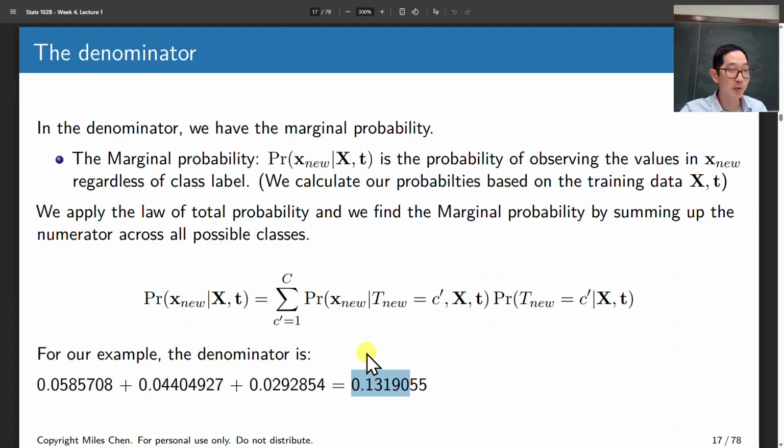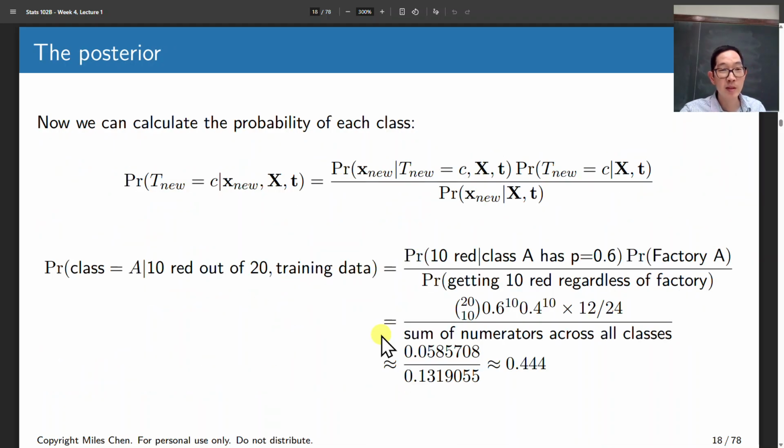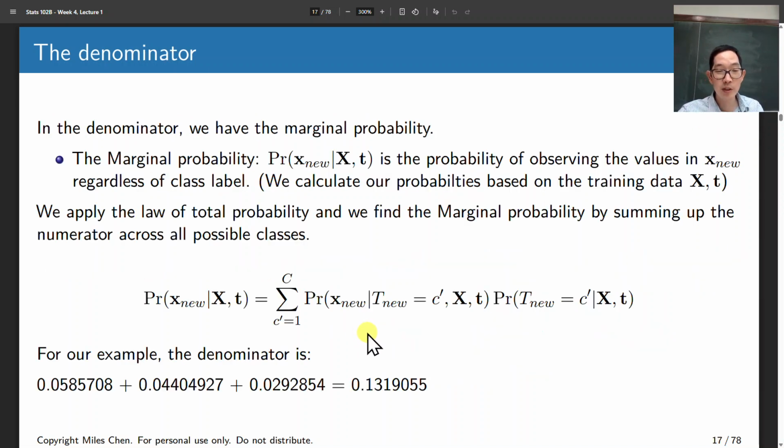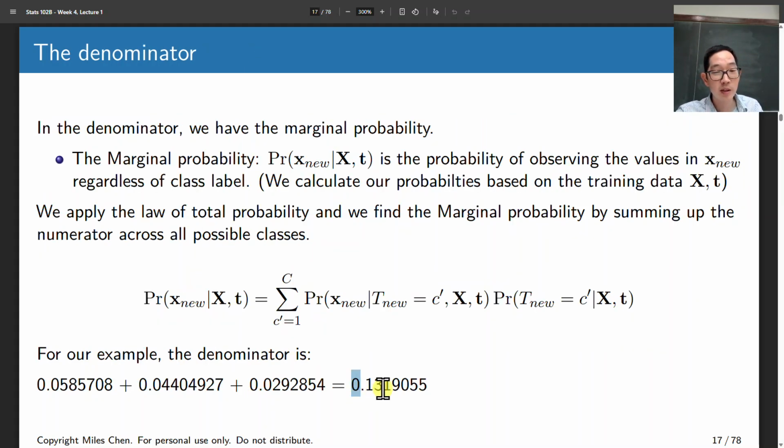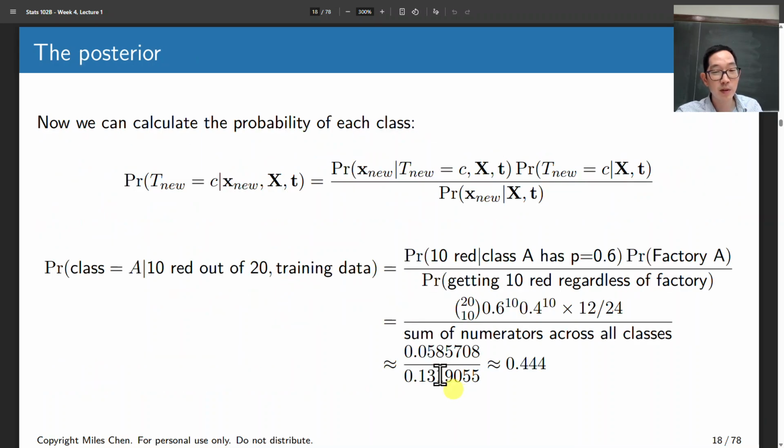This will give us our posterior probability: the probability that it came from factory A, given that we saw 10 red marbles out of 20. Our numerator on this page is the likelihood times the prior probability. So this is the binomial calculation times the prior probability, giving 0.0585. I divide by the denominator 0.1319. So 0.0585 divided by 0.1319 gives around 44%.